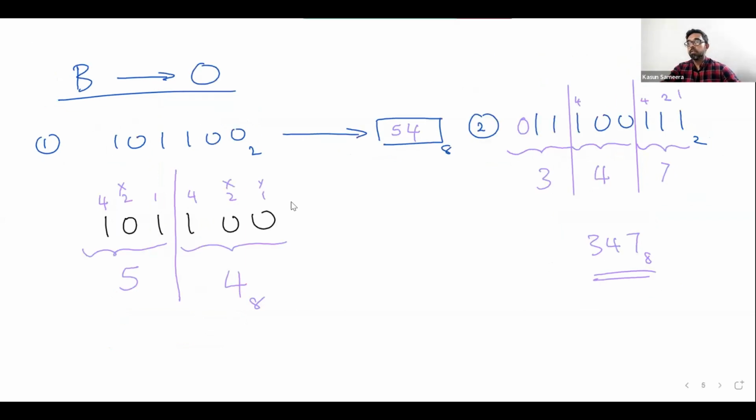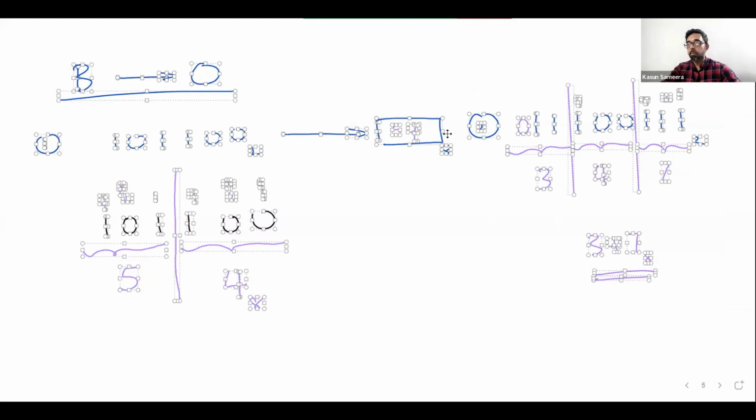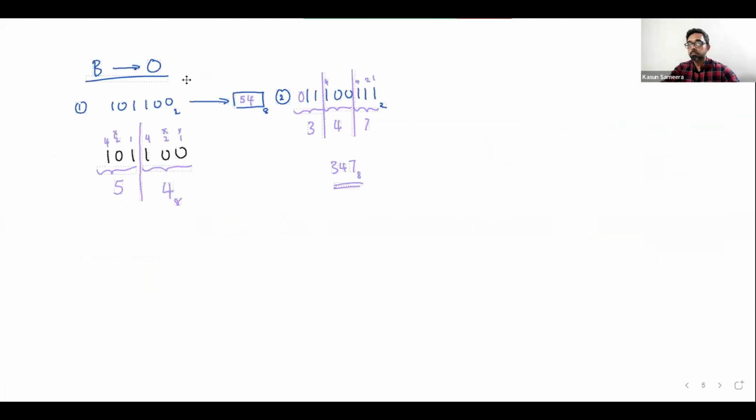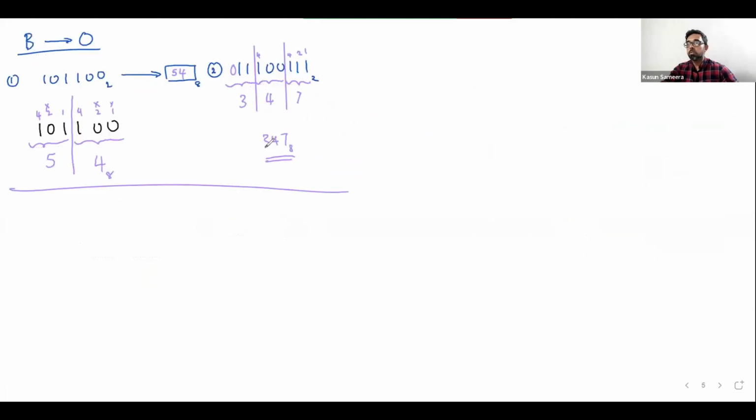In here we already converted binary to octal. Okay. Right, we'll do the next topic, which is octal to binary.